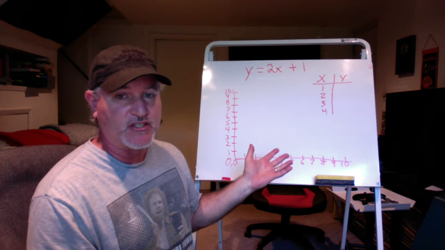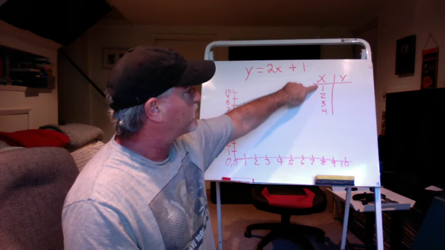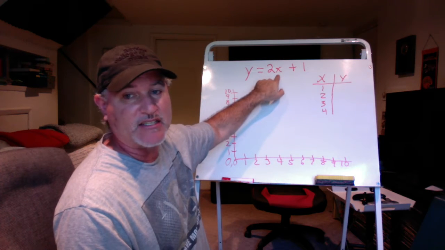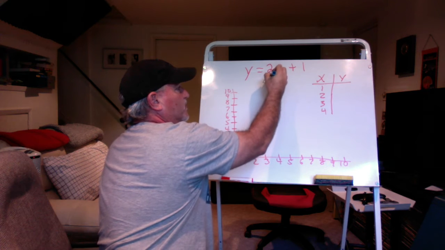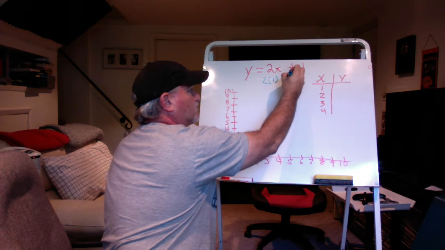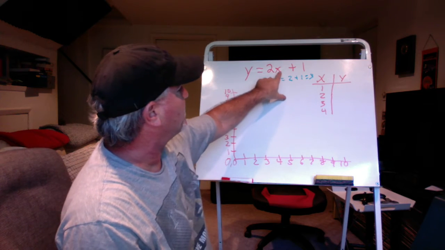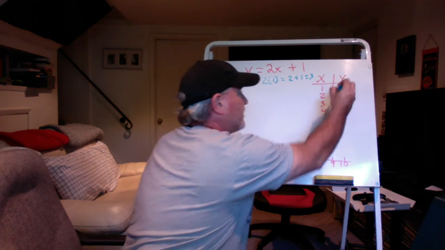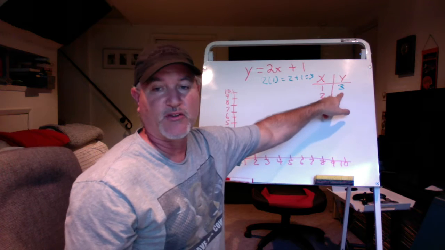The first step is just like we did on the last one, where I give you the X part of the XY table. You take that number and plug it into where the X is. So if X is 1, that means this is now 2 times 1, which is 2, plus 1 equals 3. So when X is 1, Y is 3.